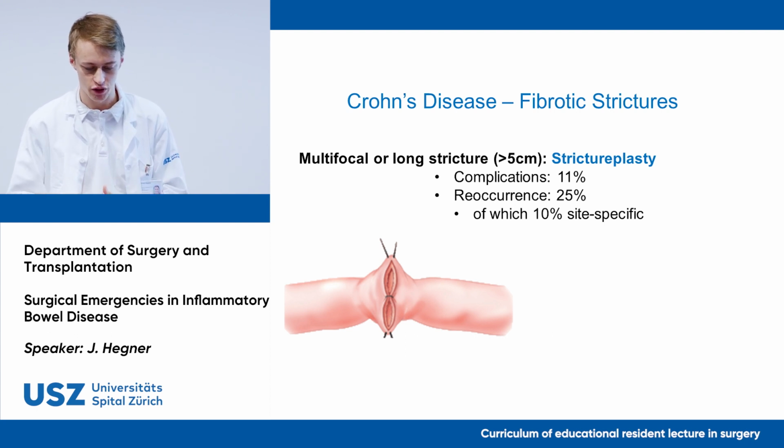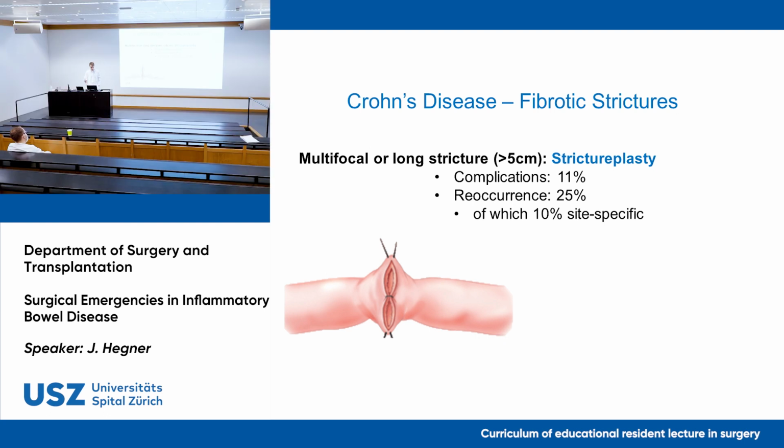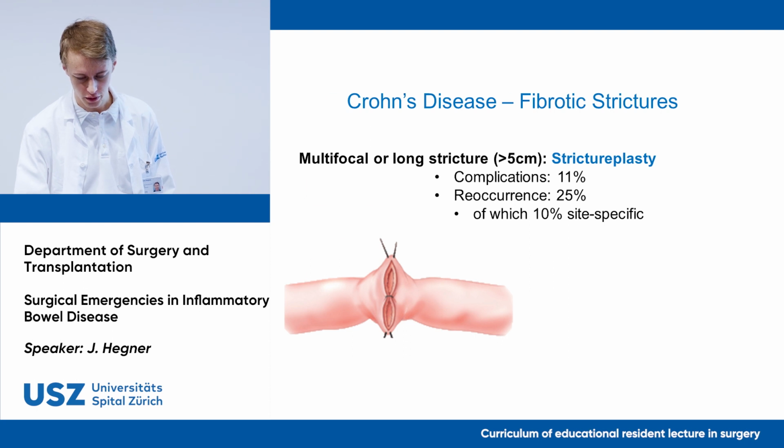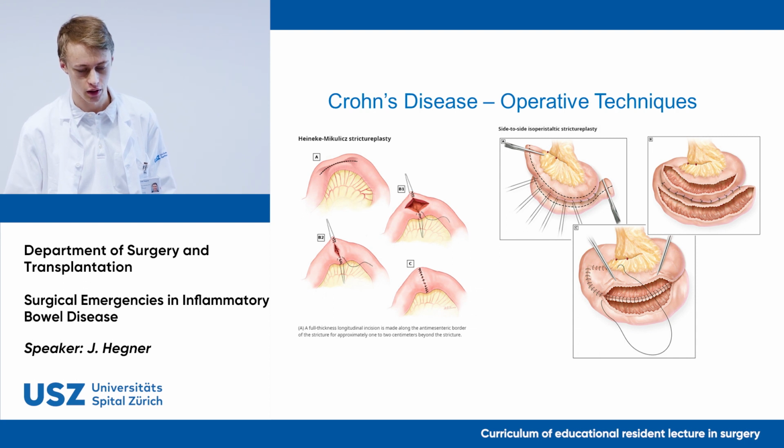As discussed earlier, resections are somewhat unfavorable as patients are at risk of repeat operations, and they make a short bowel syndrome more likely. Strictureplasty is as effective as a resection in relieving the stenosis, and the rate of recurrence with a strictureplasty is actually comparable to that of patients undergoing a resection. There are different operative techniques. The very conventional one is the Heineke-Mikulicz strictureplasty, which can be done for more short stenoses. And for more extensive strictures, one can consider a side-to-side isoperistaltic strictureplasty.